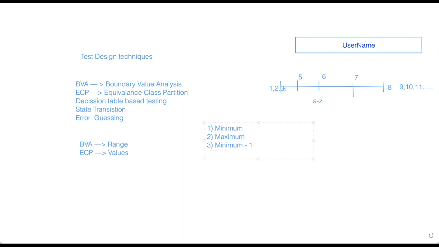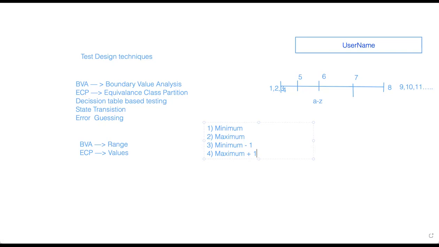Minimum minus 1. This should fail. Next is maximum plus 1. Okay, this should also fail. If I say 3, the expected result is fail. And here, minimum plus 1.